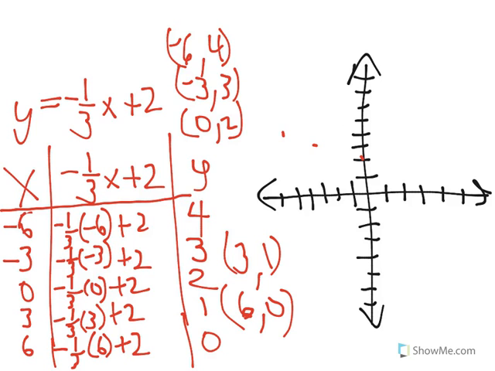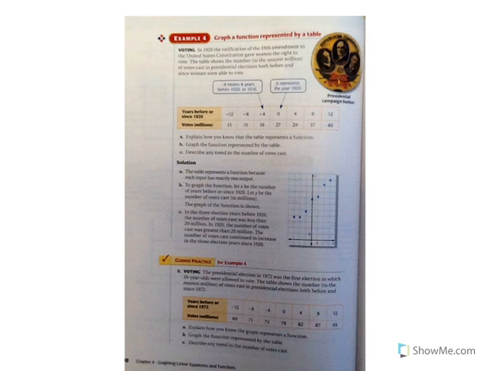So 3 and 1, it's going to be 1, 2, 3, and then 1 up. And then 6, it's going to be somewhere over here, right about there. And it looks like a nice line, so it all is good.